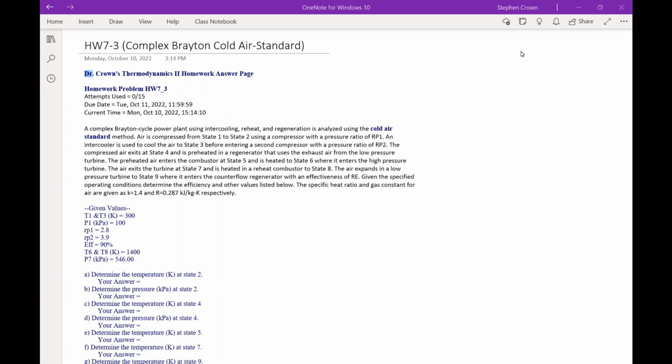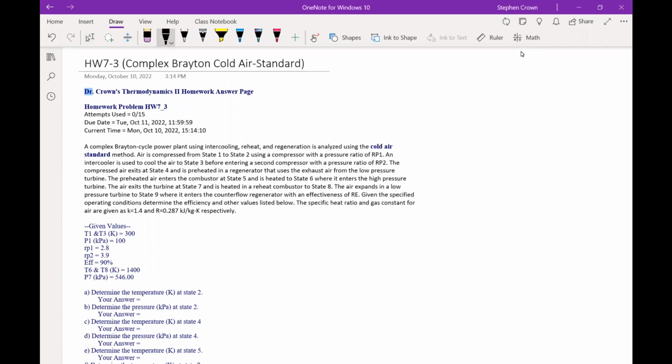We're also going to add a component called a regenerator, where we take some of the hot exhaust gas out of the last turbine and use it to preheat the air going into the first combustor. So let's start with a little sketch of this. Just get my drawing tools.